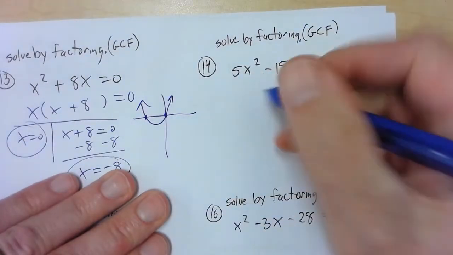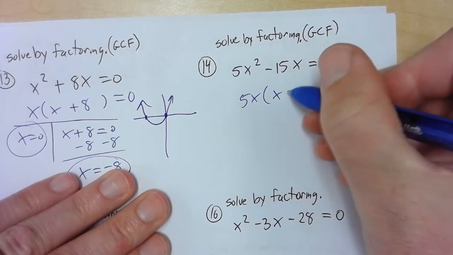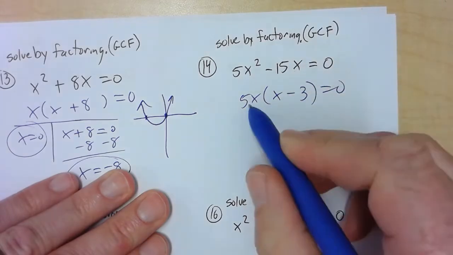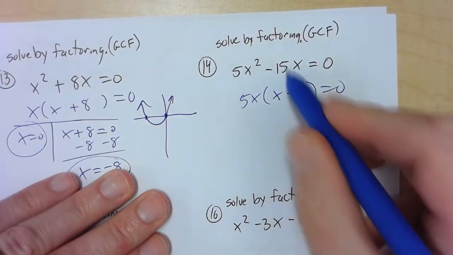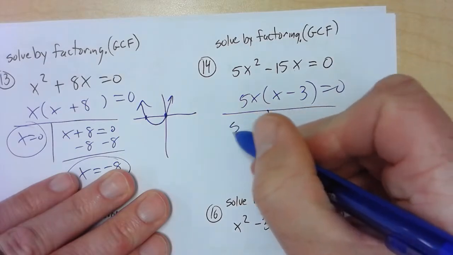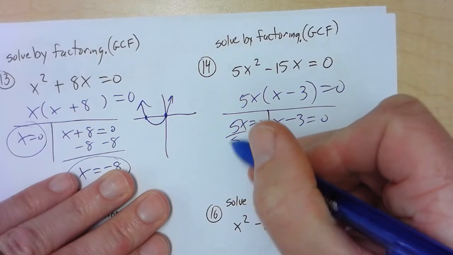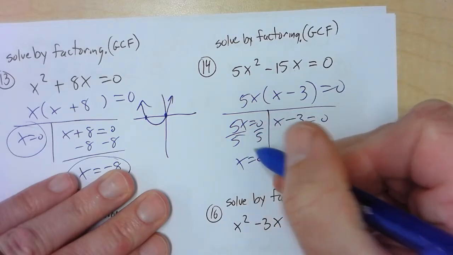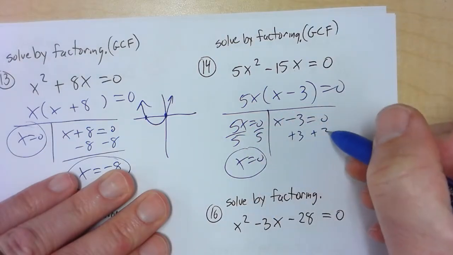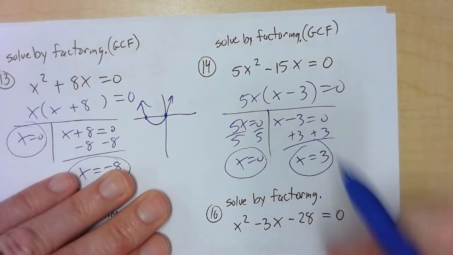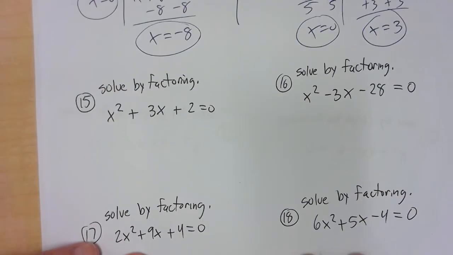This one here, 5x is the common factor, so x minus 3 would be left. So this times this makes this times this makes that. And then we got 5x equals 0, x minus 3 is equal to 0. Divide by 5, and you get x is equal to 0. Add 3, you get x is equal to 3. All right, so there's the two answers there.